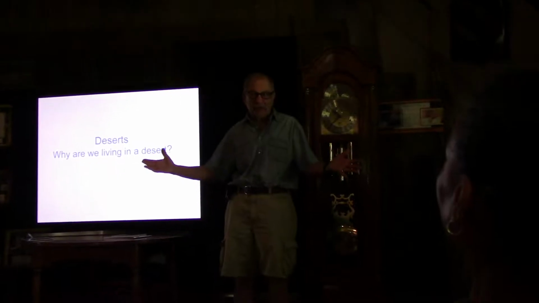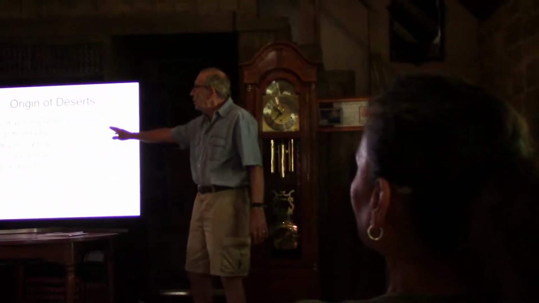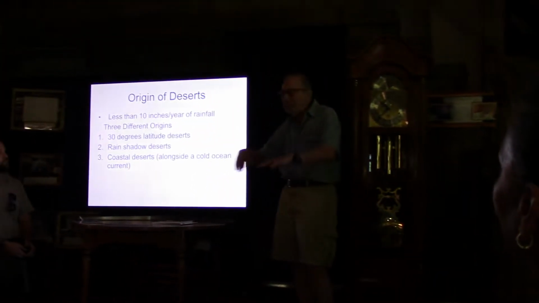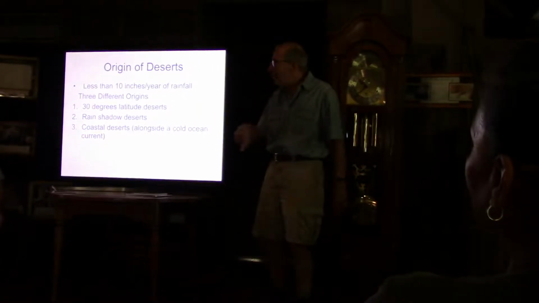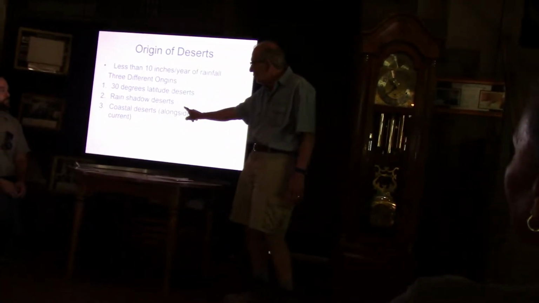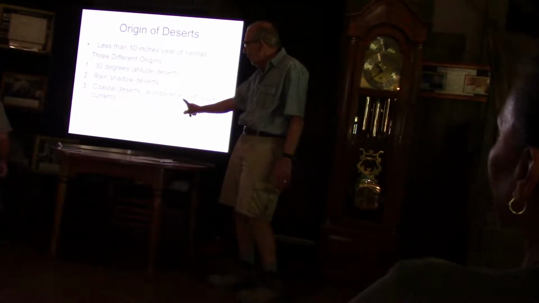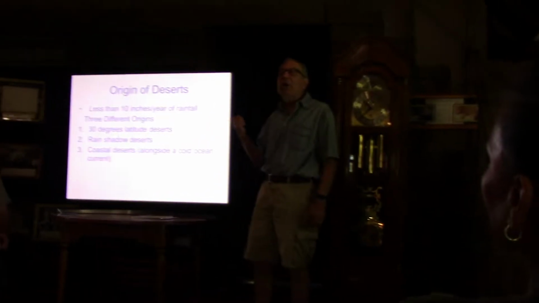What causes a desert? Next slide. So a desert is defined by less than 10 inches a year of rainfall. There are three different origins for desert: the 30-degree latitude deserts, the rain shadow desert, and the coastal deserts alongside a cold ocean current. Anybody have an idea of which one we're in?